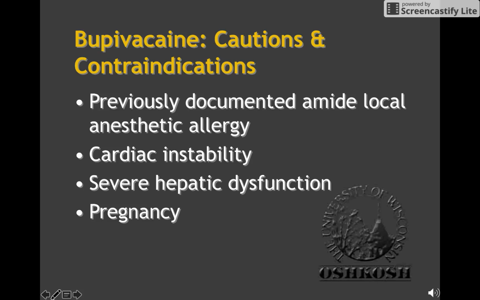Cardiac instability and treatment with beta-adrenergic blockade, digitalis preparations, and calcium channel blockers may increase susceptibility for cardiotoxicity and dysrhythmias. It has been documented that plasma bupivacaine concentrations as low as 2 to 3 micrograms per milliliter have caused severe dysrhythmias as compared to the expected 8 to 10 micrograms per milliliter threshold. Severe hepatic dysfunction can prolong the action of bupivacaine as hepatic enzymes are the primary mechanism of metabolism.